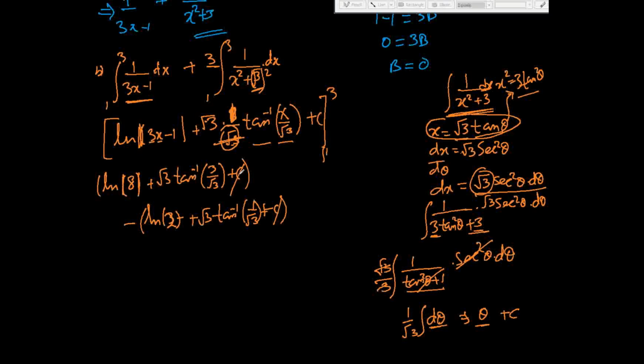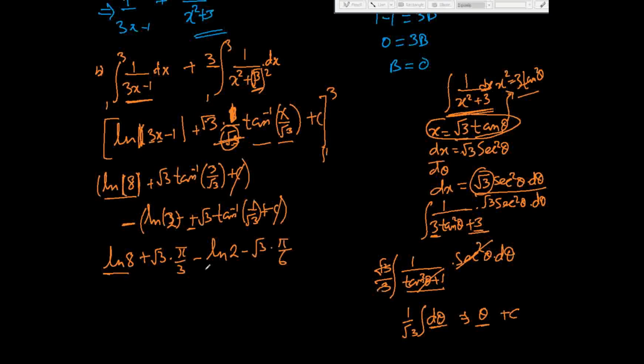C is cancelled first. Now let's open: ln 8 plus square root 3, tan inverse 3 over square root 3 is square root 3, so pi by 3. Now minus ln 2, then minus, because of this minus, this will also become minus square root 3. Tan inverse 1 over square root 3 is pi by 6.